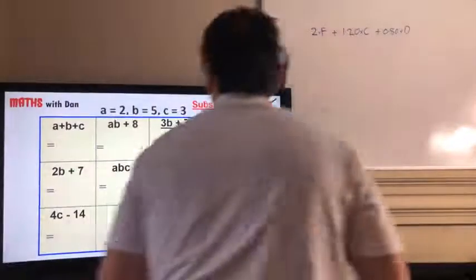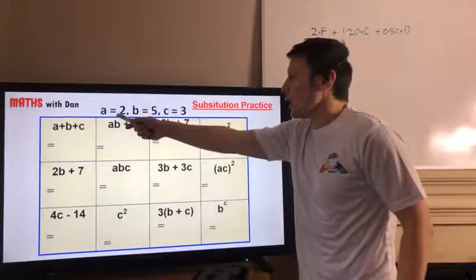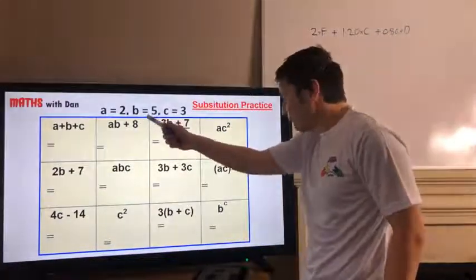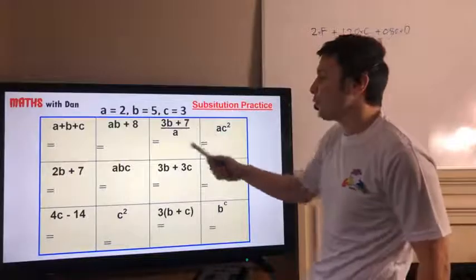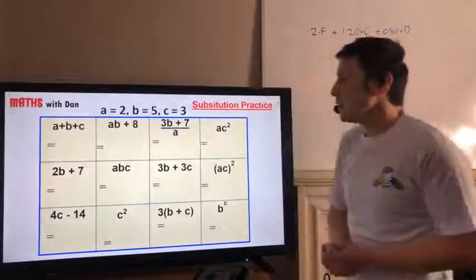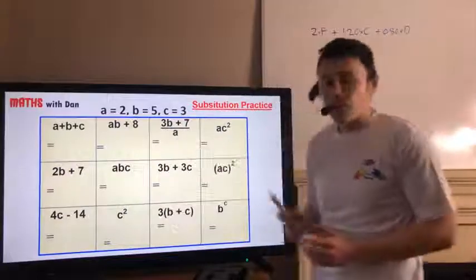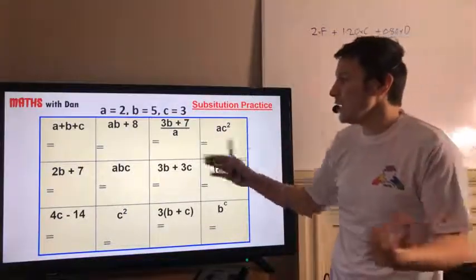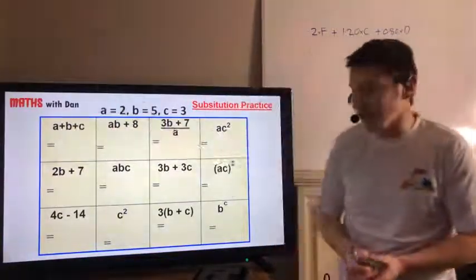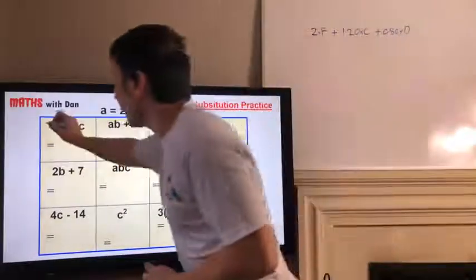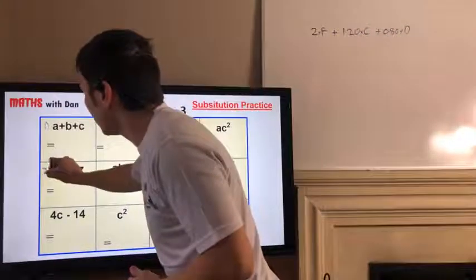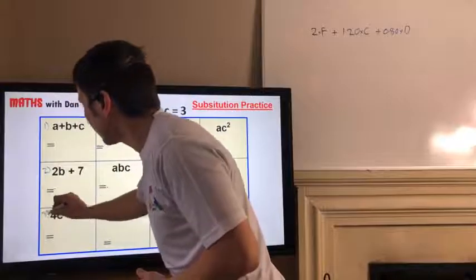So on this sheet here, I'm telling you that A is worth 2, B is worth 5, and C is worth 3. Can you work out the value of each of those expressions there? And an expression is just a combination of letters and numbers. They go down like this as well, so it should be 1, 2, 3, like that.